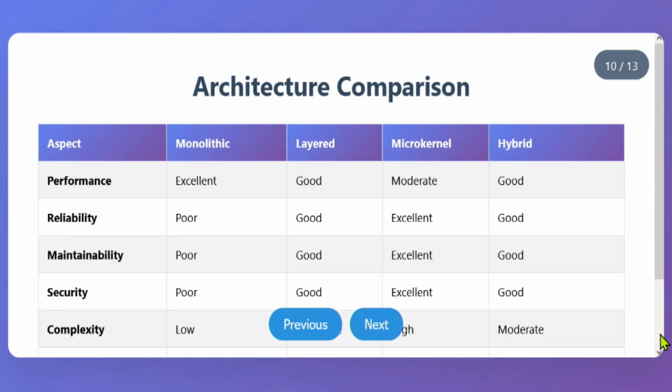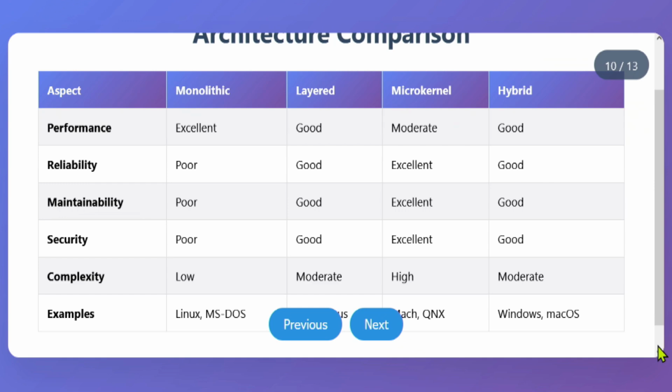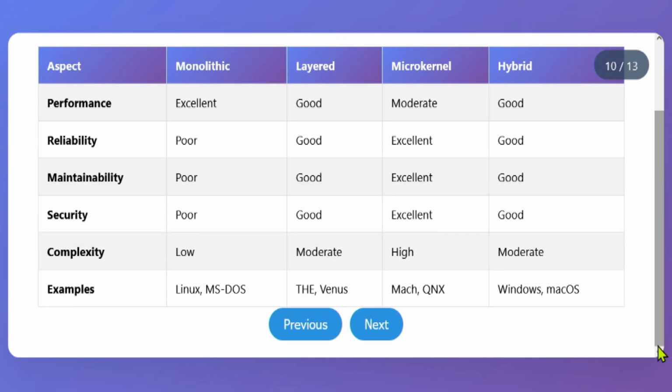And this is the comparison of our architectures. Different architectures depend on performance, reliability, maintainability, security and complexity. In monolithic, the performance is excellent and layered is good, microkernel is moderate, but hybrid is good. But in reliability, monolithic is very poor, layered is good, microkernel is excellent, and hybrid is good. And security, we get poor security in monolithic, as it directly calls the system calls. In layered it's good, but it is excellent in microkernel.